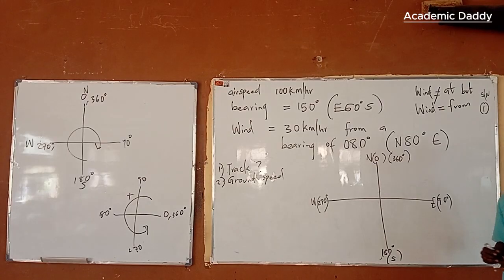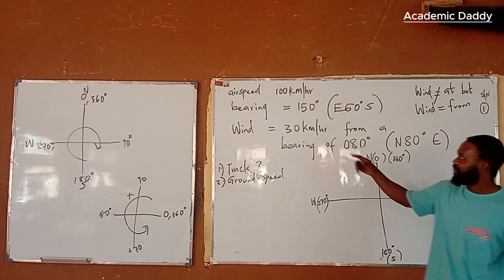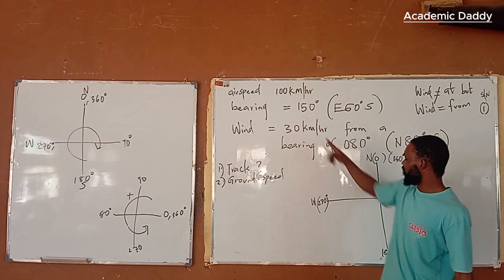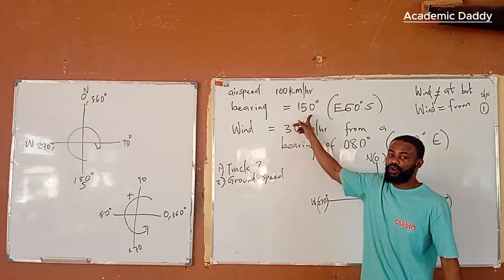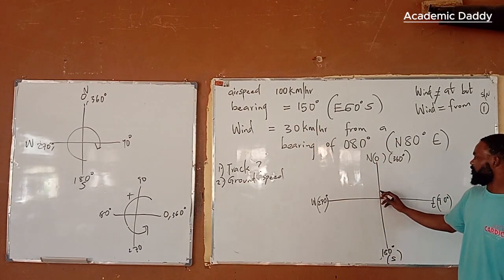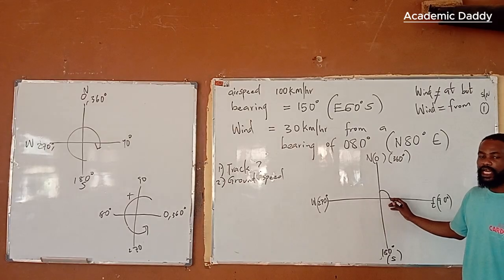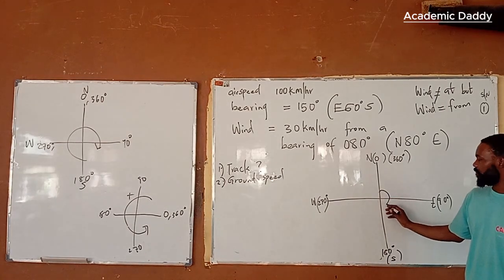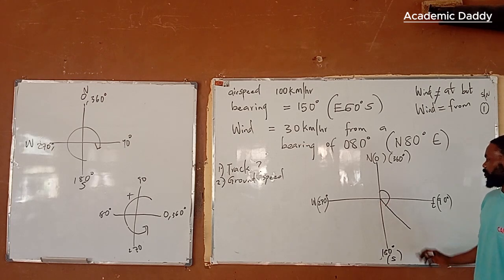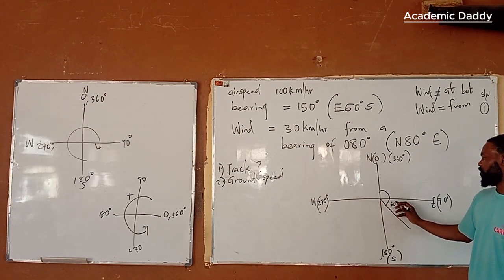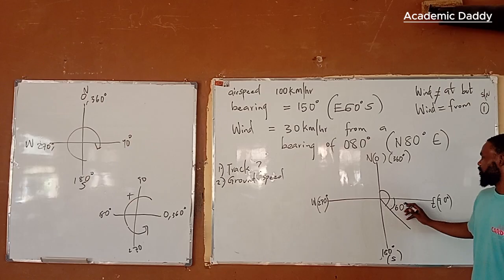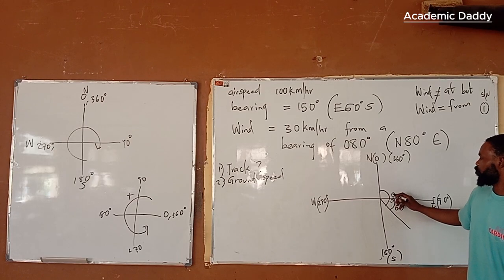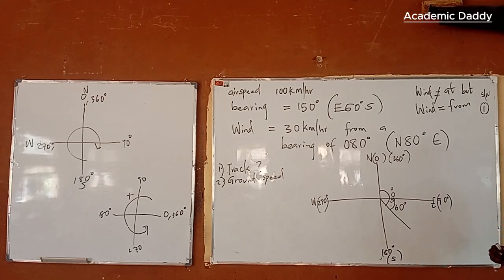Watch now. They told us that the bearing is 150 degrees, for this helicopter that is moving. The airspeed is 100 kilometers per hour, and it's on a bearing of 150 degrees. I'll simply say, if this is 0 to 90, 90 plus what will give me 150 degrees? 60 degrees. I know it's somewhere like this if you measure it. So here is 60 degrees, and the total thing I have here is 150 degrees.